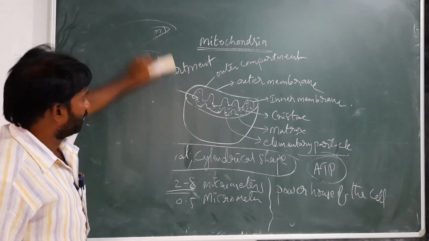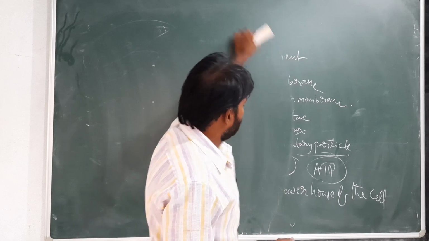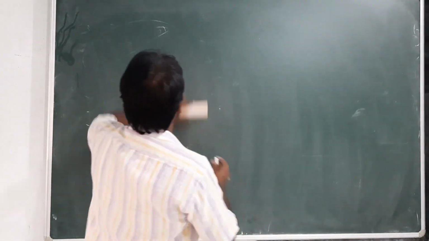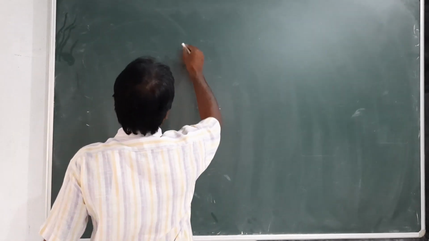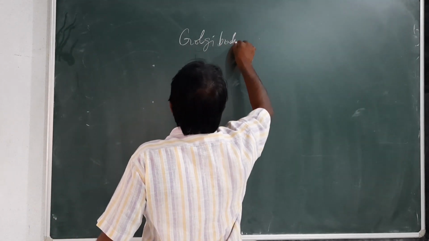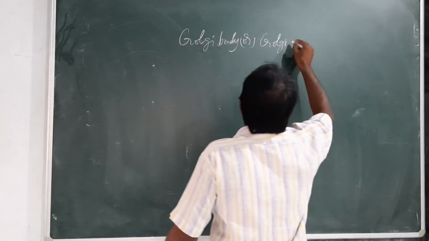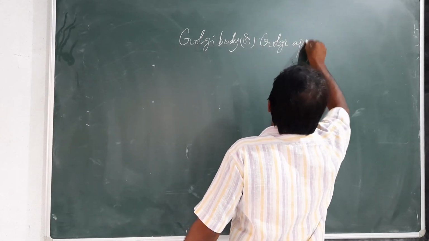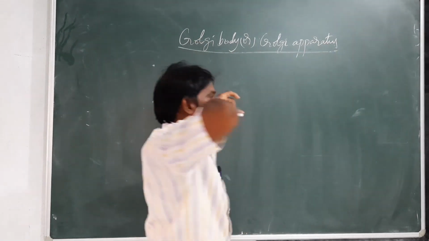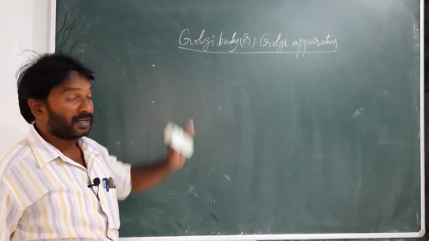Next, another organelle in the cell is the Golgi body or Golgi apparatus. This is the organelle. This is also a membranous structure.